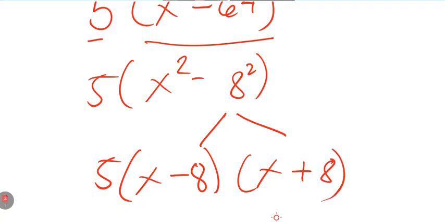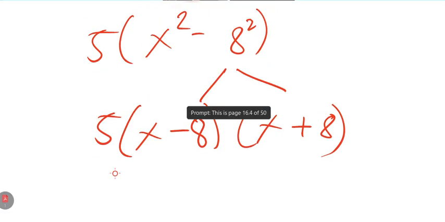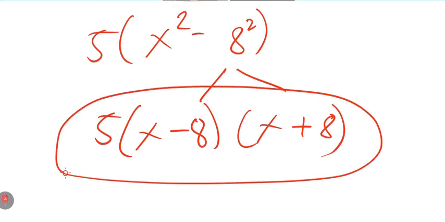Okay, so that is how we are able to solve and find the answer. This will be our final answer. Okay, there we go.